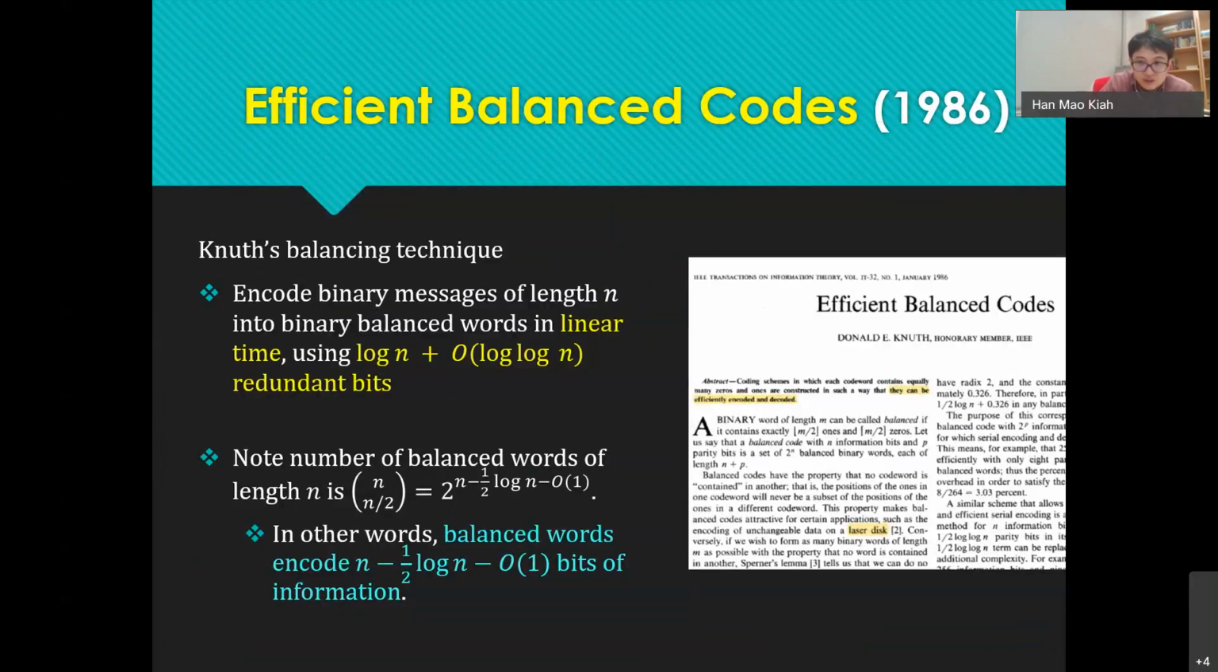Now, before I describe this method, we're going to note that the balancing technique is almost optimal in the following sense. The calculations over here show that the number of balanced words encodes around n minus half log n bits of information. So half log n bits of redundancy is always necessary. And here we will use only log n redundant bits. So in some sense, we are slightly off.